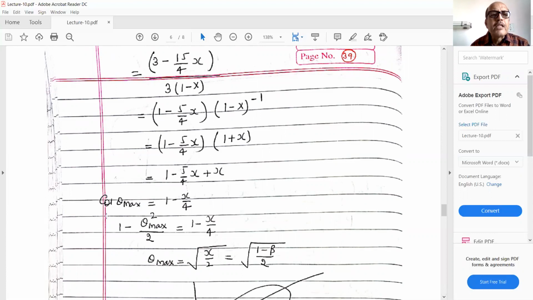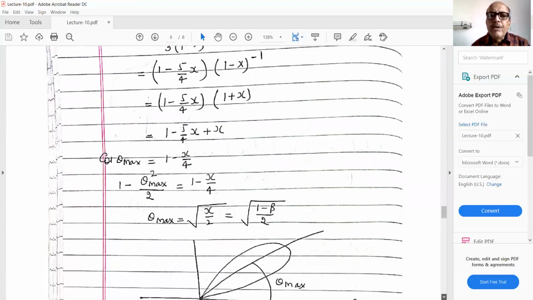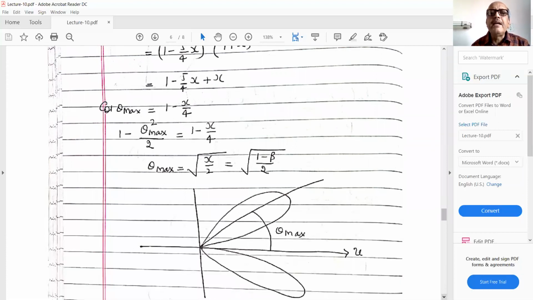We all know that the expansion of cos theta for a small value of theta is 1 minus theta square by 2. So 1 minus theta square by 2 is 1 minus x upon 4. So 1 cancels out, the minus sign also cancels out, and the value of theta maximum comes out to be under root of x by 2, or under root of (1 minus beta) upon 2. Now you can see that as beta approaches 1, as the velocity of the particle approaches the velocity of light, the value of theta maximum becomes 0.